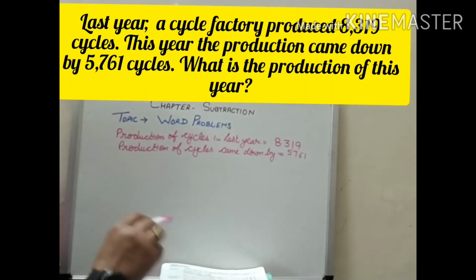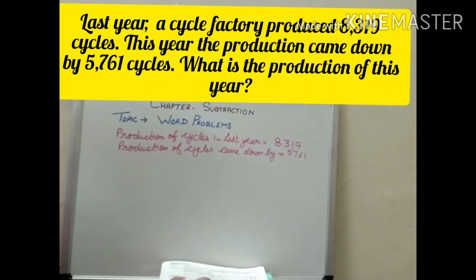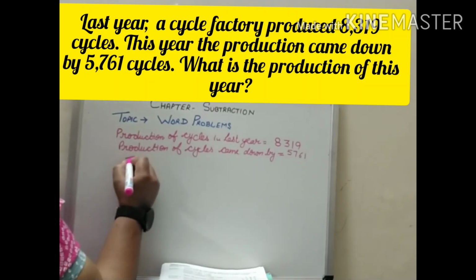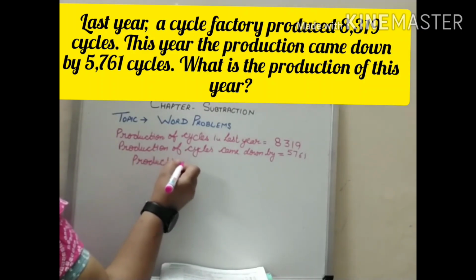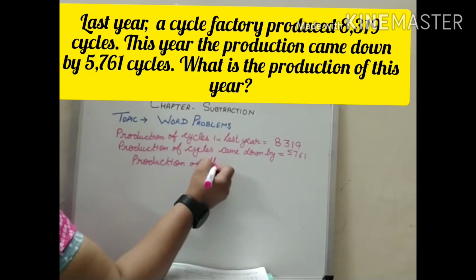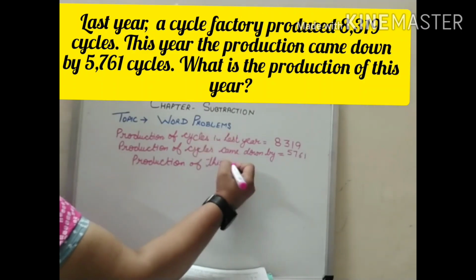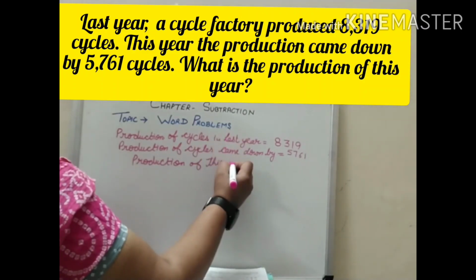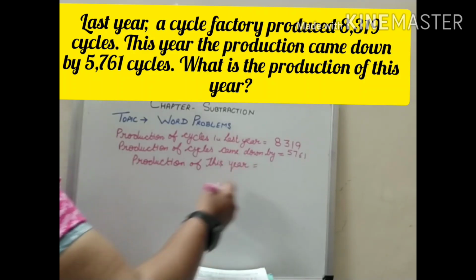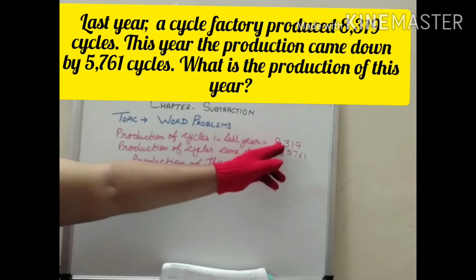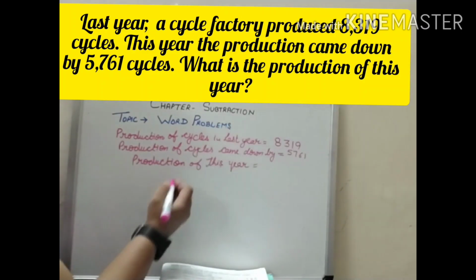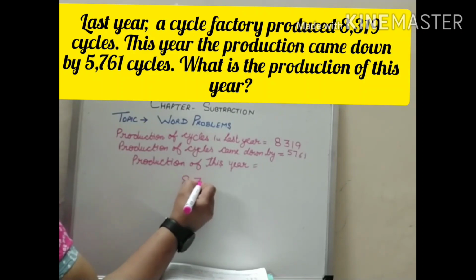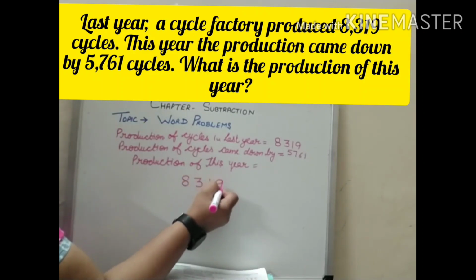Okay, no matter how you write, the last line is the production of this year. So you can write production of this year, or production of cycles this year, is equal to. Now children, we can write these digits in the boxes given below, as there is less space. So we can write one digit in one box.